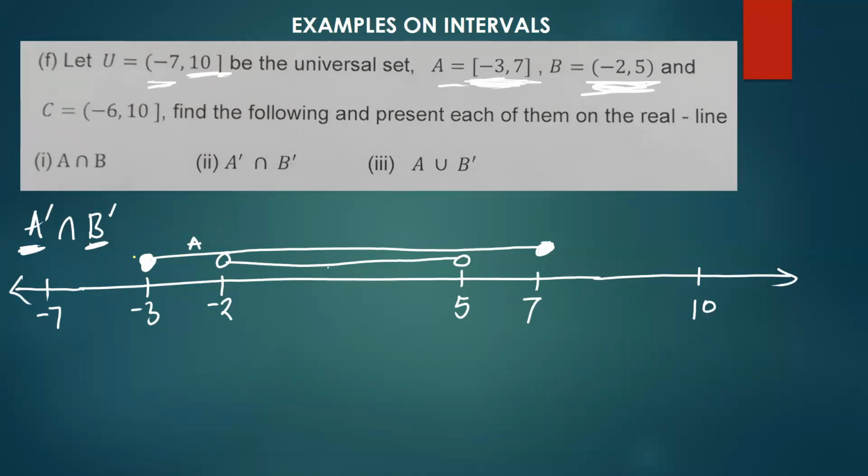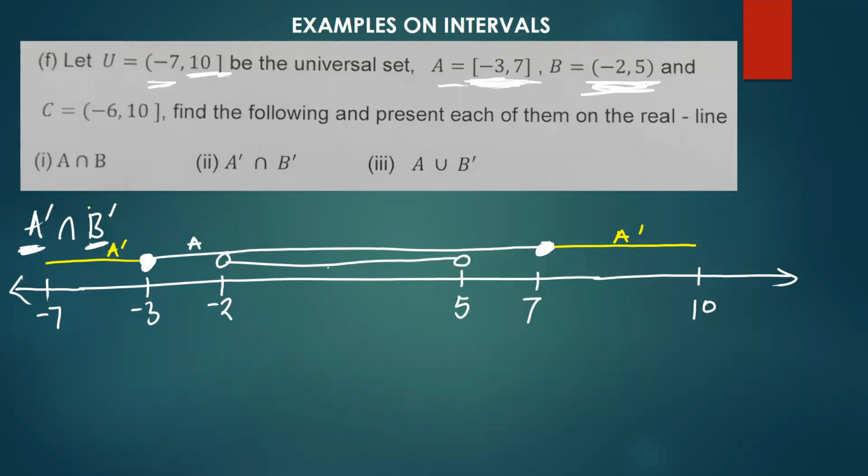So if this line represents set A, set A complement will be anything that is outside the line. Anything that is this side, even this side, anything that is outside this line for set A is called A complement. So this is A complement. This is also A complement.